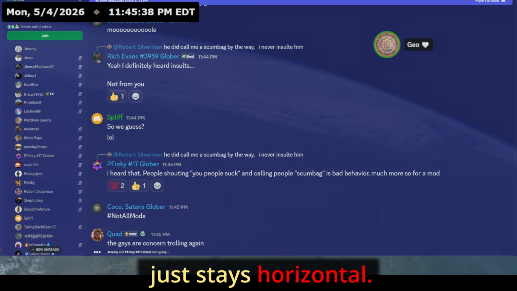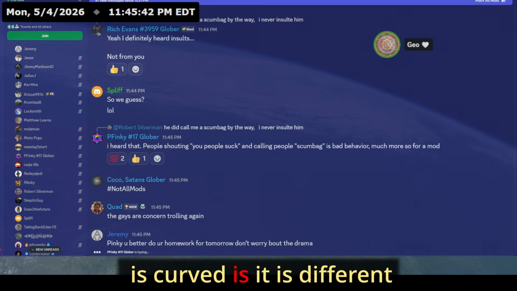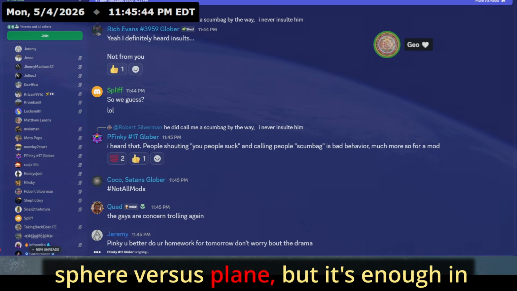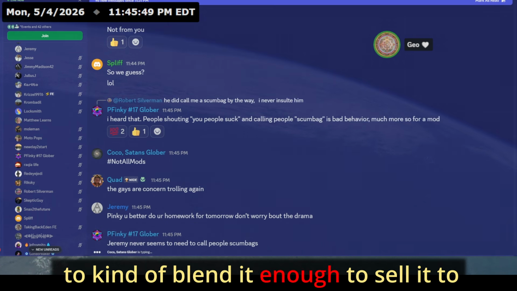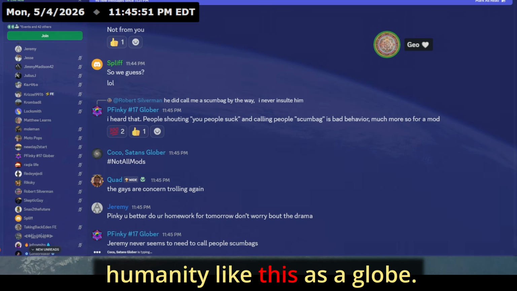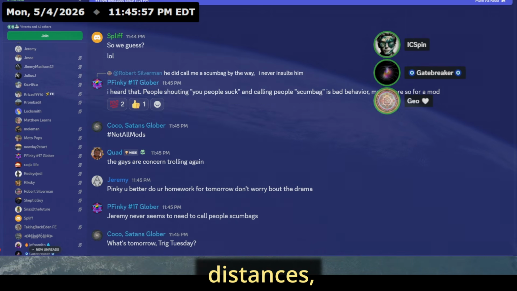Level just stays horizontal. The difference between level being horizontal and level being curved is sphere versus plane, but it's enough in the middle there that I think they're able to blend it enough to sell it to humanity as a globe. That's the way I see it, based on how distances work.